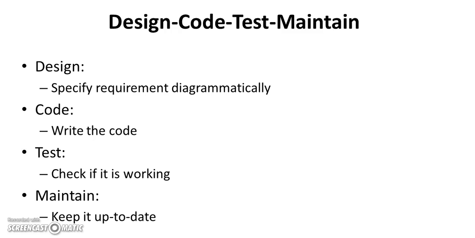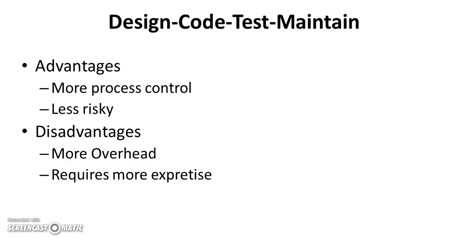It's the same with software. Design is to specify the requirement for the system with a picture or a diagram, write the code, create the software, test if the system is working, and test as many inputs as you can think the user might put in, and check if the code captures them all, and then keep the code up to date. So maybe make it interactive with the web, or change the logos if the organization changes its look, things like that. In terms of advantages and disadvantages, they're almost the flip of the previous one. The advantage is there's more process control, and therefore it's less risky, whereas the disadvantages are there's more overhead in terms of management, and it requires a lot more expertise.